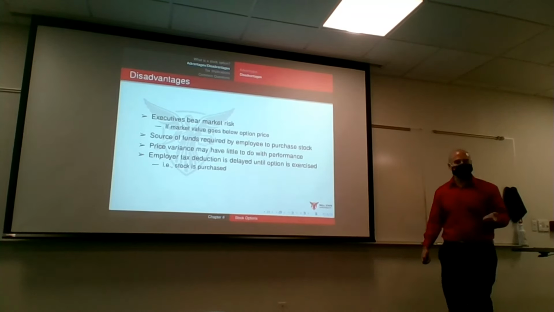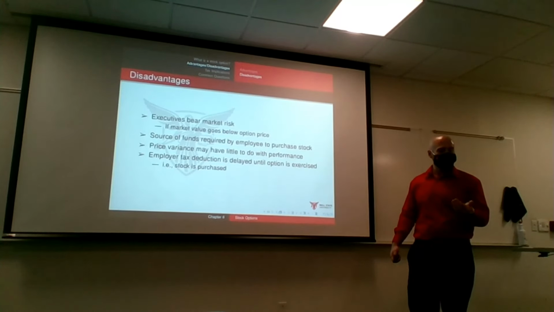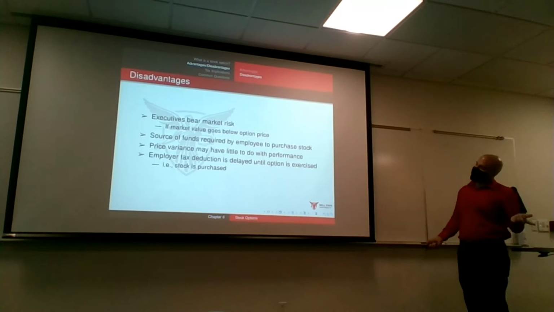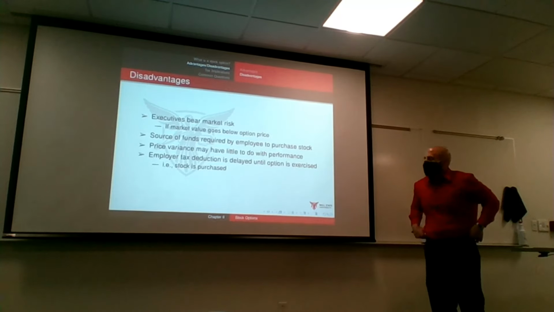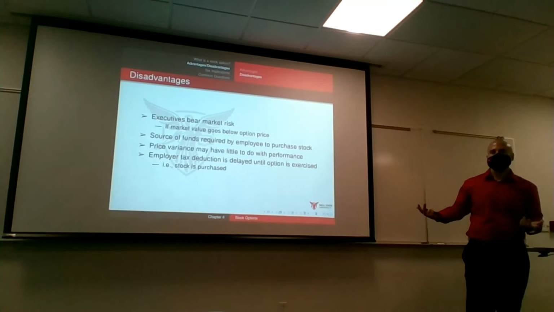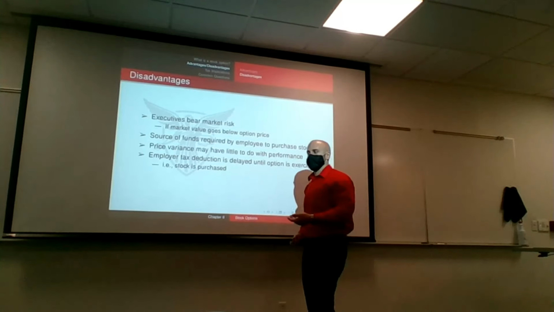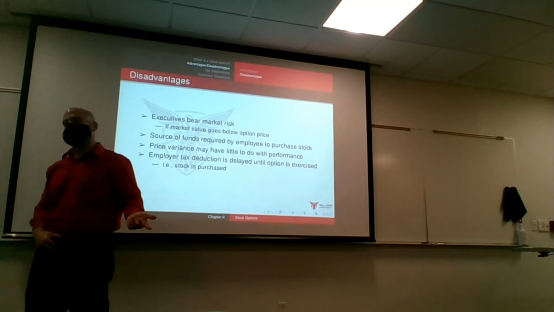But there's still risk. It could drop below, let's say, that $90 value or 90%. It could drop below that. So that's kind of the biggest con. The source of funds, so the employee still has to be able to buy it. They have to come up with cash to buy it. With a 401k, they just say, I want to put money in. They have to come up with the cash.